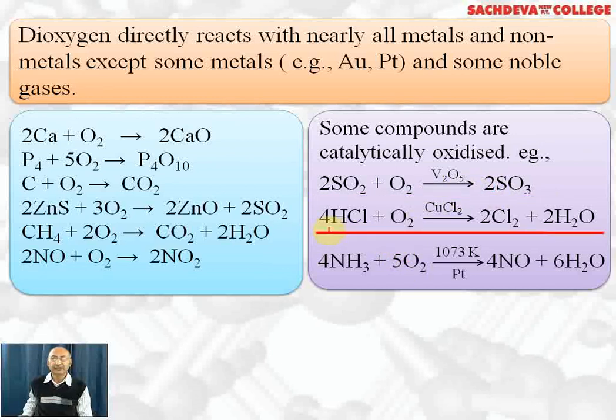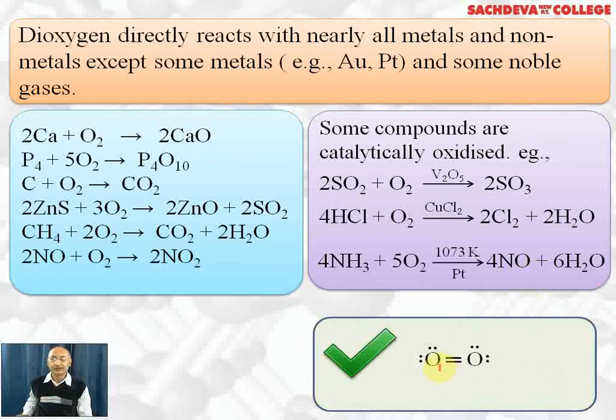Second one is Deacon's process. 4HCl plus oxygen in presence of a catalyst like cupric chloride, we get 2 chlorine plus 2 water. So this reaction is called Deacon's process, used for manufacture of chlorine. This is the first reaction of Ostwald process, which is used for manufacture of nitric acid. 4NH3 plus 5O2 at 1073 Kelvin, using platinum as a catalyst, gives 4 moles of NO plus 6 moles of water.